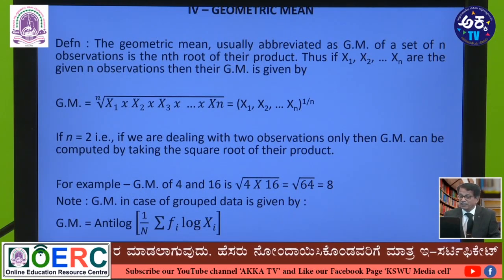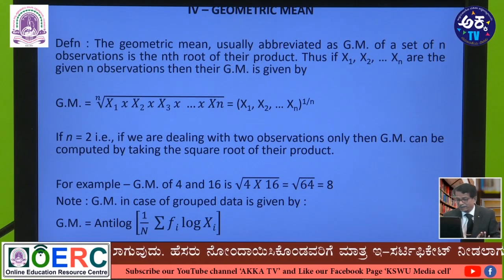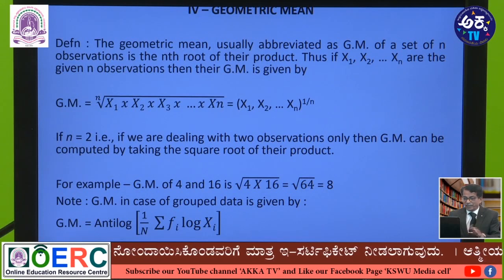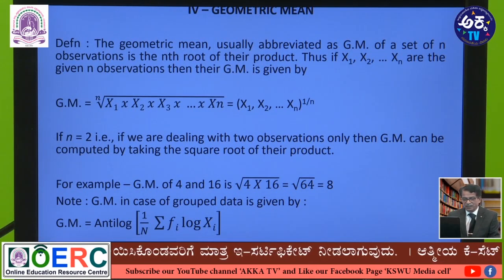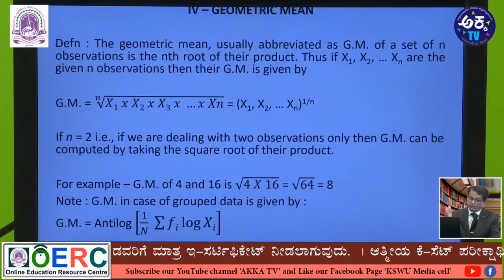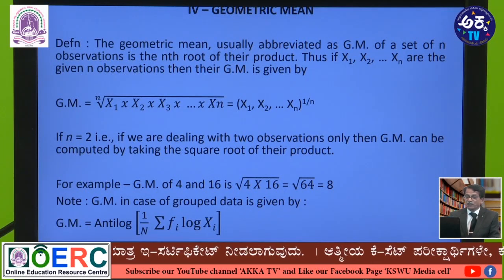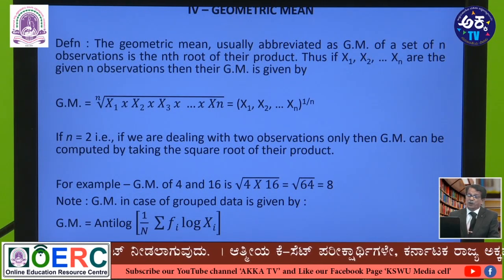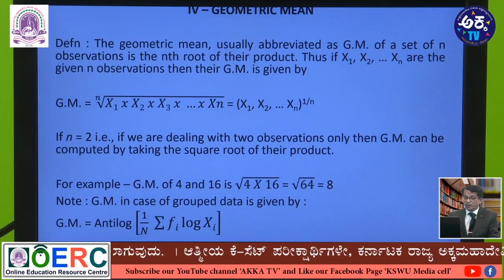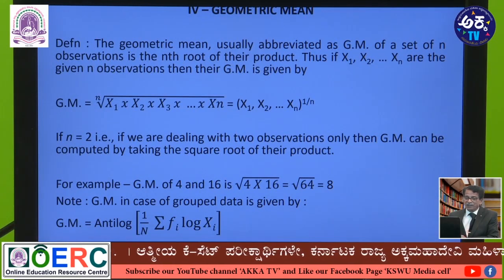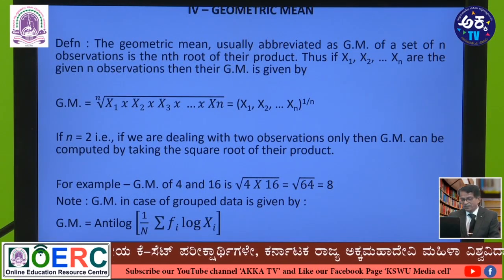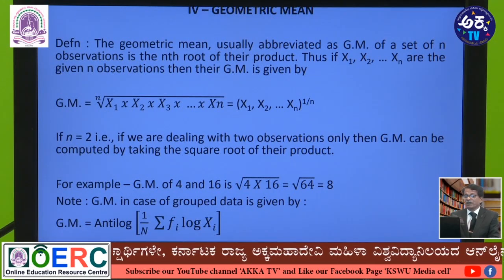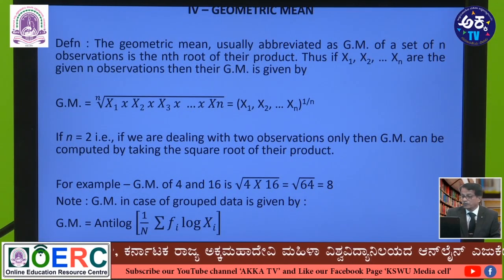Note that geometric mean in case of grouped data is different, and that is given by GM is equal to antilog of bracket 1 upon n summation fi log xi. Why? Because given the values of x and f, what we are supposed to do is generate a few more columns, one for log xi, another for the product of frequency and the corresponding log xi, then take their sum, divide by the total number of frequencies, and at the end take the antilog of that, which will be the geometric mean of the grouped data. That is how it goes.